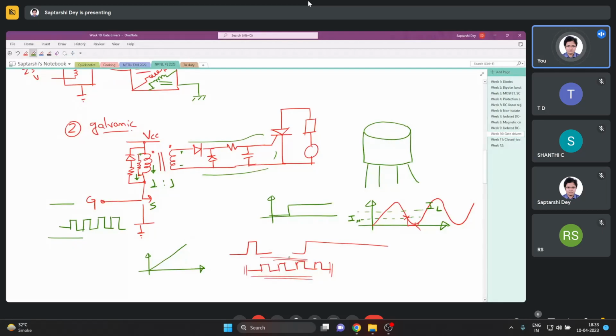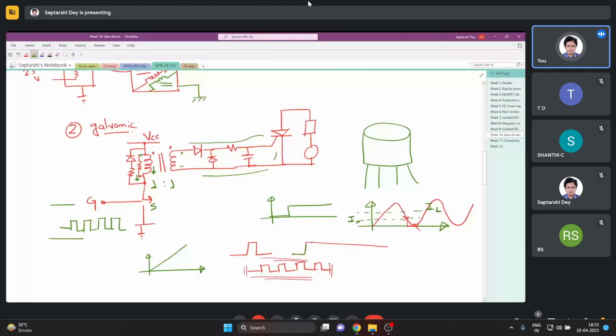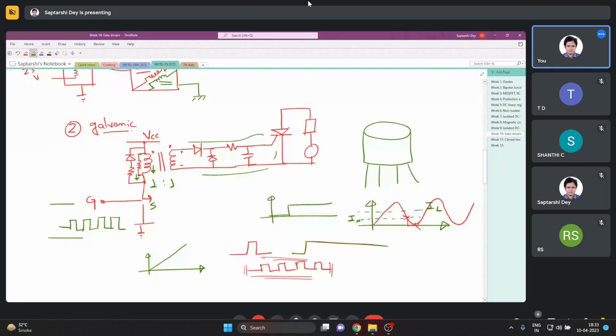So if you want to give a continuous pulse like this, you have to have a large transformer that can handle this much magnetizing current, or in other words, this much flux. But instead of giving this continuous pulse, if you give this train of pulses, what will happen?